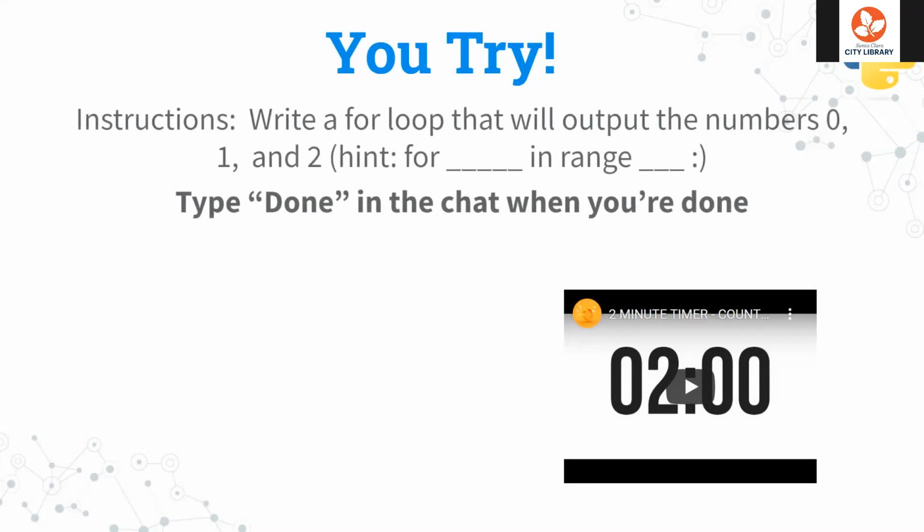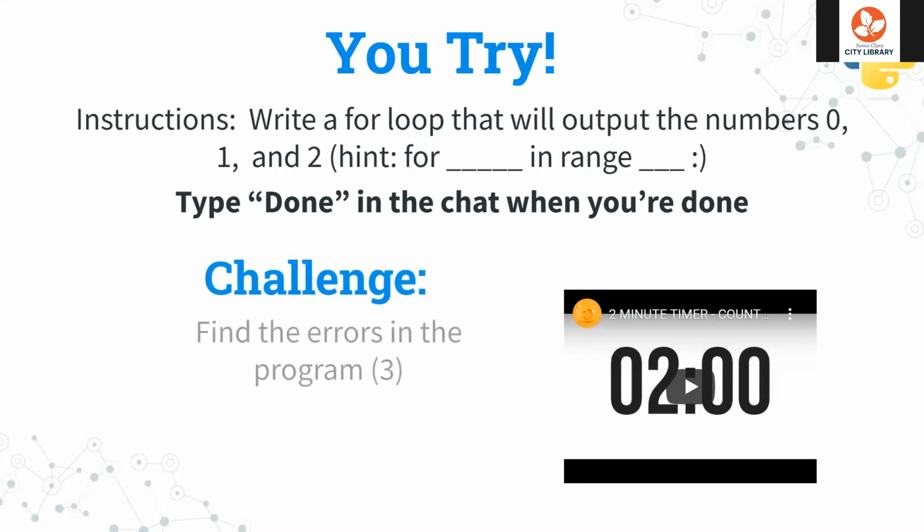Let's try another try. So for the instructions, we're going to write a for loop that will output the numbers 0, 1, and 2. So we have a hint on the board, which is for blank in range blank. By filling out the blanks, you'll be able to get to this answer. Remember to type done when you're done. For the challenge, you're going to find 3 errors in the program below. When you find the errors, write them in the chat. Let's start the 2-minute timer.